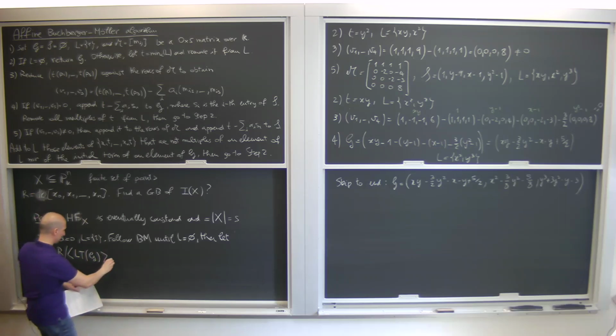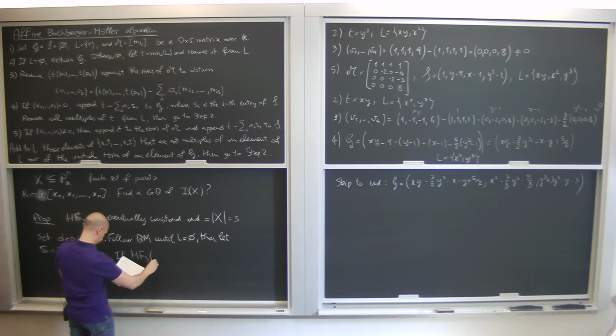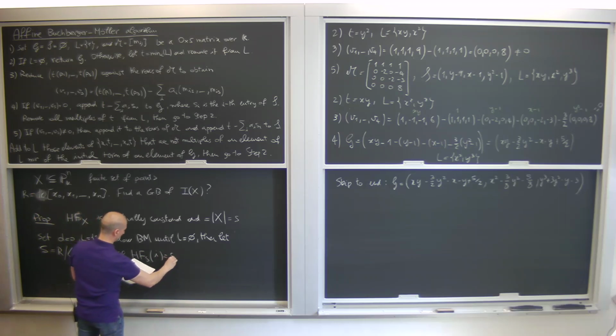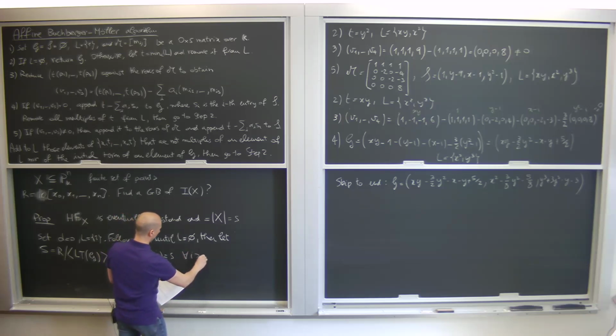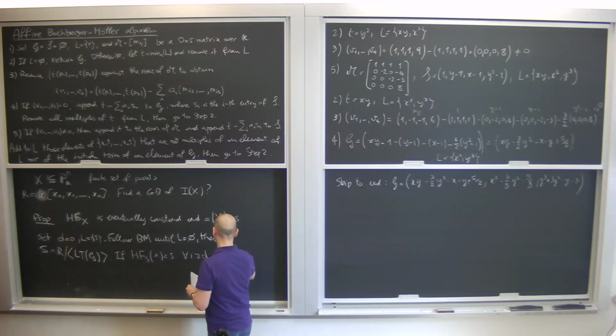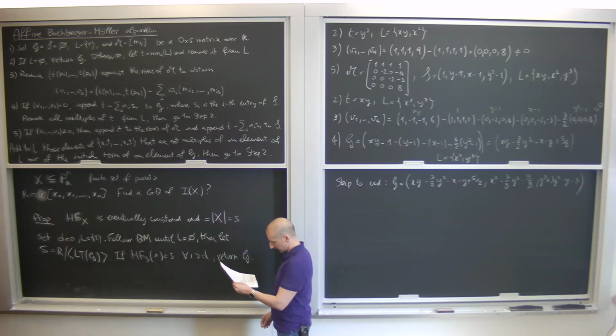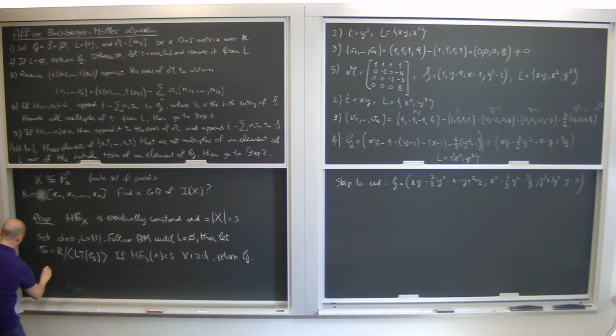And then if the Hilbert function of this quotient is equal to S for all i greater than or equal to D, you are done. You can return your set G, which will be a Gröbner basis. Otherwise, you go to the next degree.